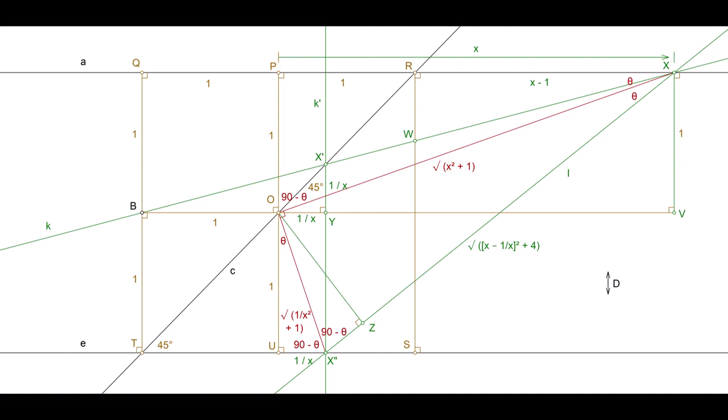Now construct the perpendicular to L from O. Call the foot Z. Clearly, OZ X double prime and OU X double prime are congruent. Therefore, OZ always has a length of 1. In other words, in this setup, L always moves at the same distance from O. And that makes the locus of L a circle.